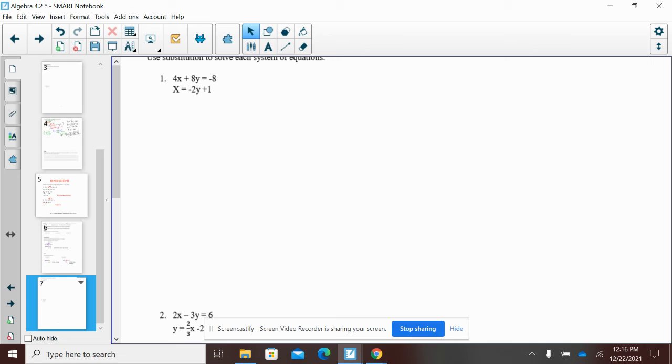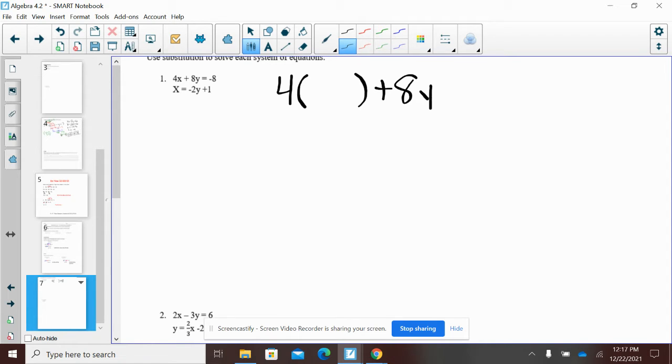So here I'm going to use the substitution method to show you how to get no solution or infinitely many solutions. You'll see that the first equation does not have a variable all by itself, but the second one does. Therefore, I'm going to start to write out the first equation, but where I see an x, I'm actually going to leave a space. So that's 4x plus 8y equals negative 8.